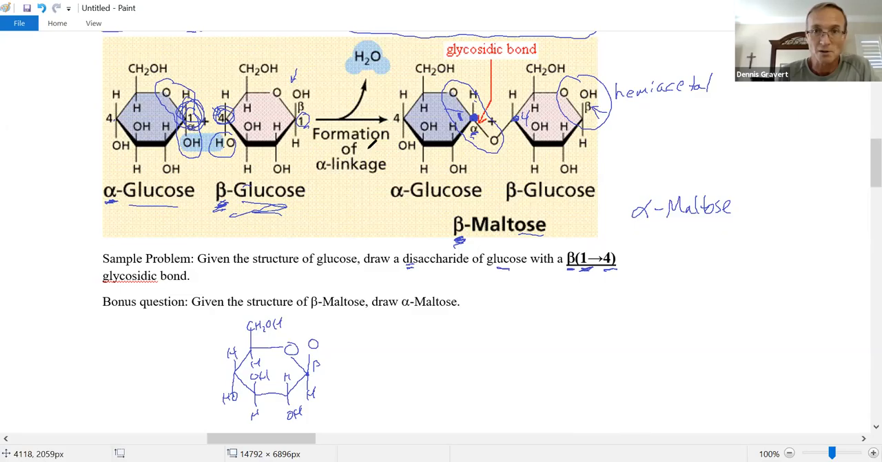So what you have to do is just bring in another sugar. And you can choose either the alpha or the beta form. Can we? Yeah, it doesn't say which disaccharide we want, either the alpha form of the disaccharide or the beta. So you get to pick. All right, I'll pick this one then. Just make them both beta, just because I feel like it.